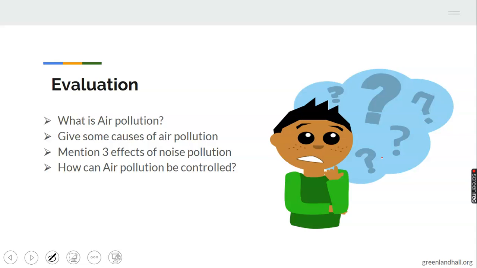Now let's go to the effects of air pollution. Give me 3 effects of air pollution. Okay. Good. Now, can we control air pollution? How can we control it? Number 1, just give me 3. How can we control air pollution? 3 ways. 1. Government ban.